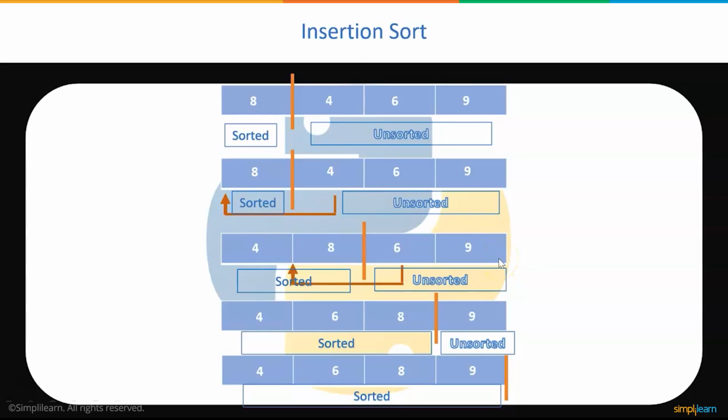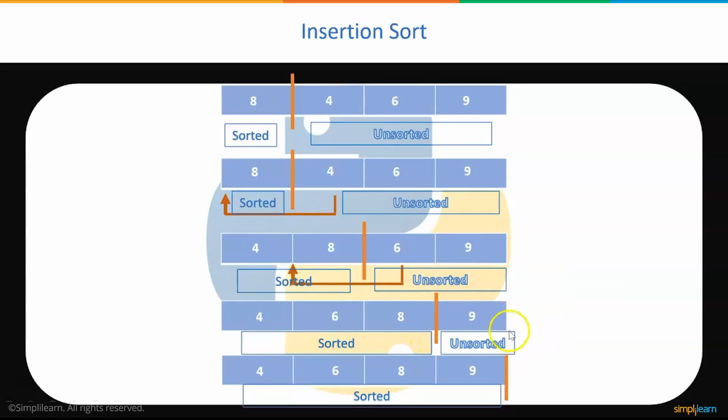6 and 9. Now in the next iteration, we will compare 6 with 8. Okay. And if 6 is smaller than 8, we will insert it before 8. And also we will compare 6 with 4, but now 6 is greater than 4, we will not swap it. Now my list is 4, 6, 8, 9, and 4, 6, 8 is sorted and 9 is unsorted.